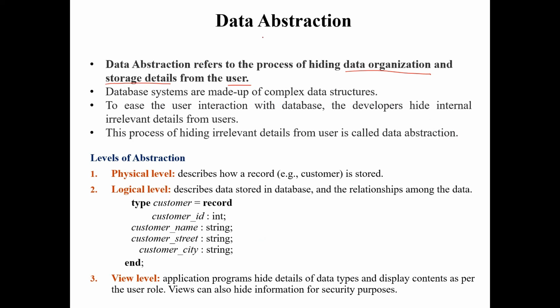First of all, what is abstraction? Abstraction means hiding of data. We are hiding not only data, we are hiding the data organization, meaning how the data is stored in the database. We hide that from the user. And along with that, we are hiding the storage details, where that data is stored in the backend, from the user.